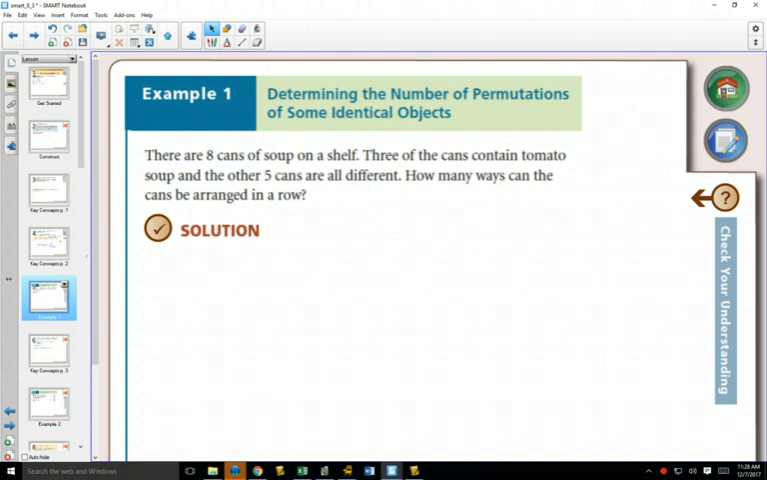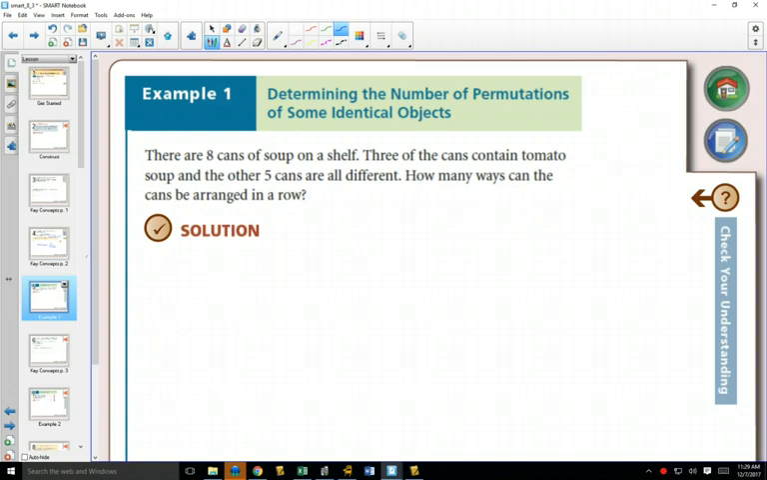So you work at Superstore, and they have a shelf that they want to display 3 cans of tomato soup, and the other 5 are all different. And you spend all day figuring out what is the nicest way to arrange them on that shelf to sell them as best as possible. So how do we recognize that this is an identical objects question? Well, we have 3 cans of tomato soup that are all the same.